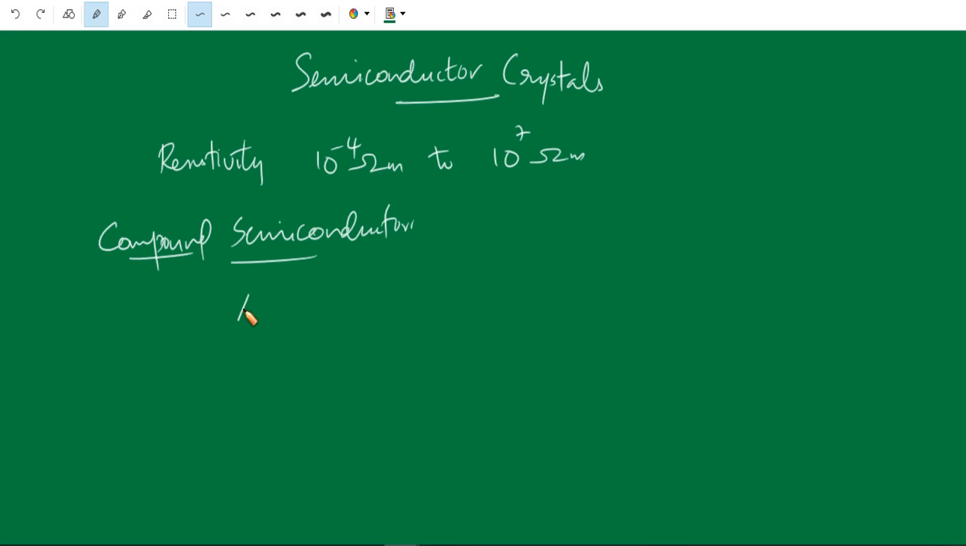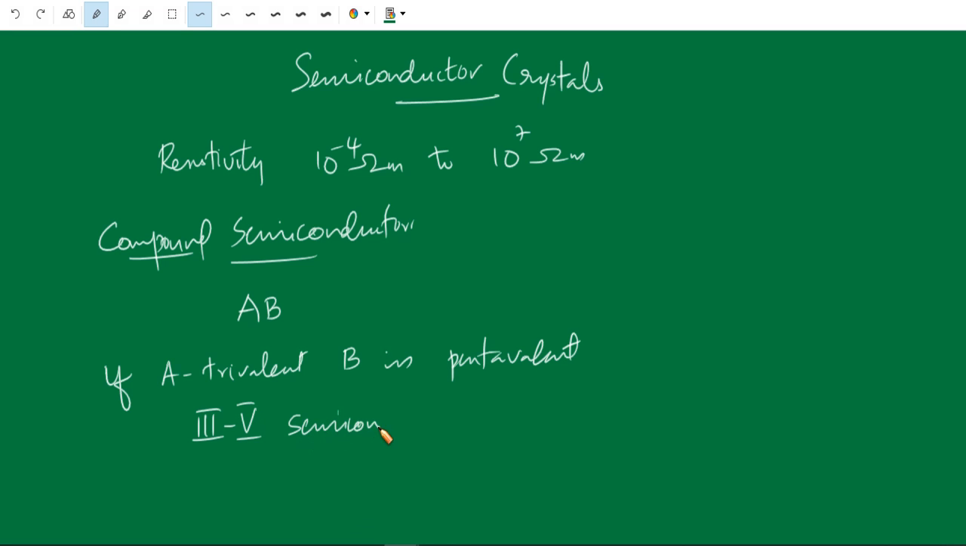Compound semiconductors have a chemical formula of the form AB. If A is trivalent and B is pentavalent, such semiconductors are called 3,5 semiconductors. Similarly, if A is divalent and B is hexavalent, then they are called 2,6 semiconductors.